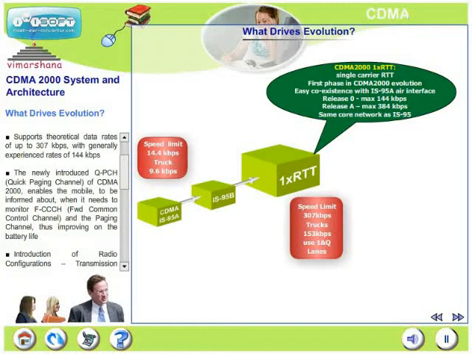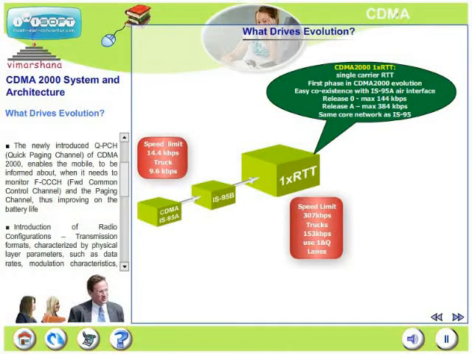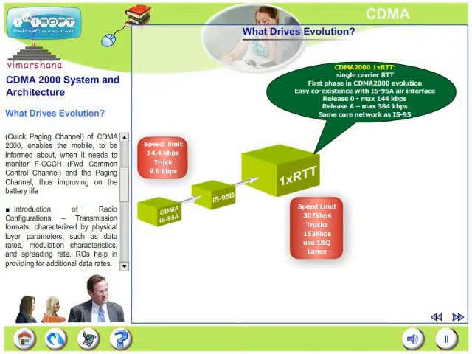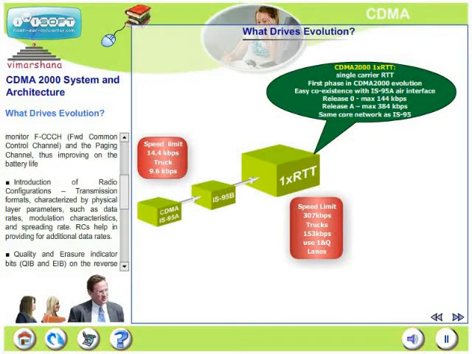A new channel called QPCH, Quick Pilot Channel, is introduced in CDMA 2000, which improves the battery life. Additional radio configurations have been introduced to provide for additional data rate. Quality and erasure indicator bits QIB and EIB have been introduced so that lost frames can be retransmitted.